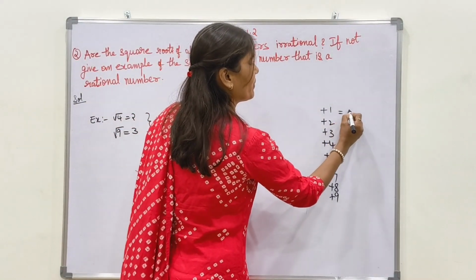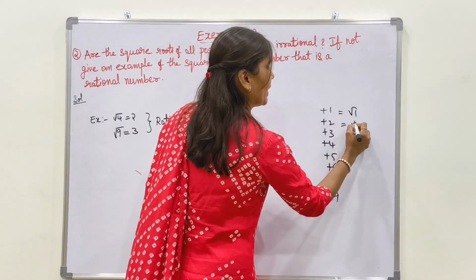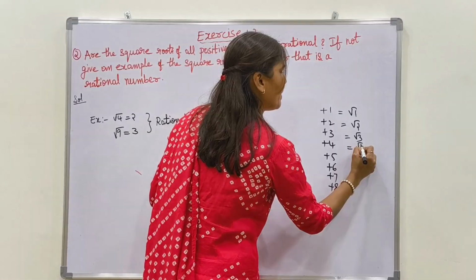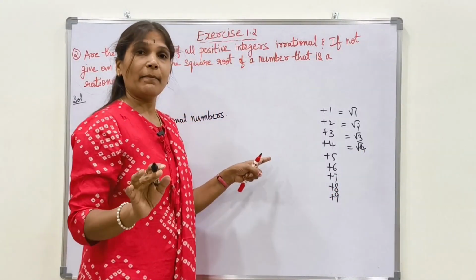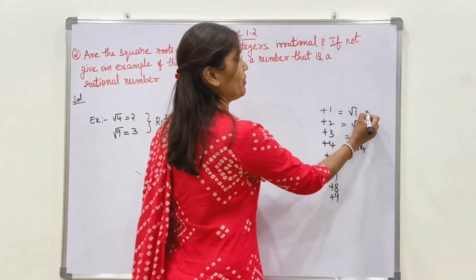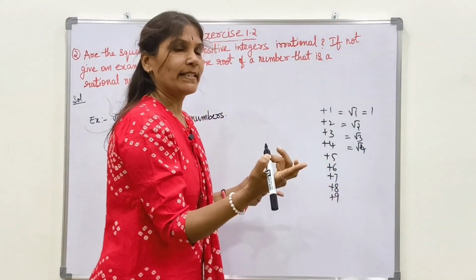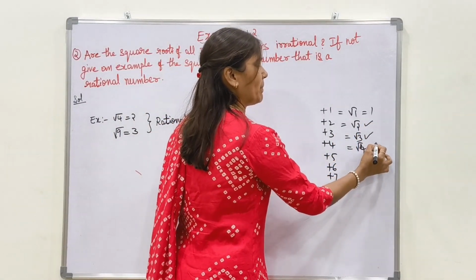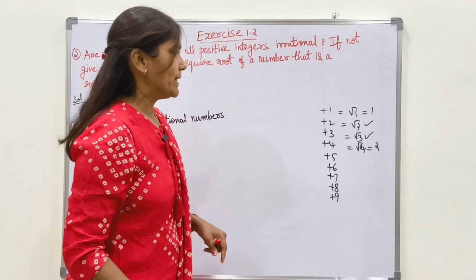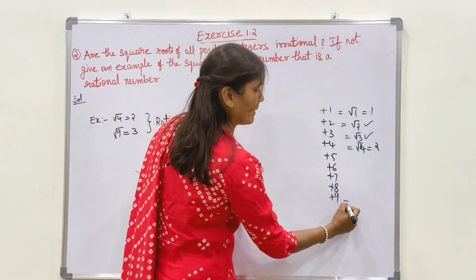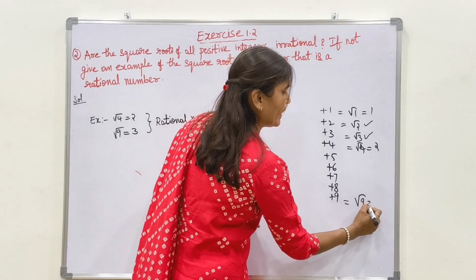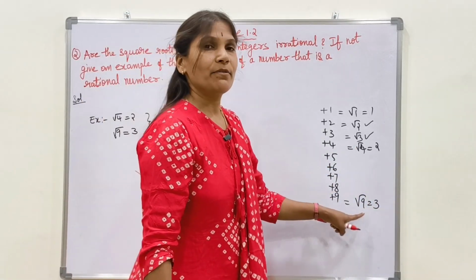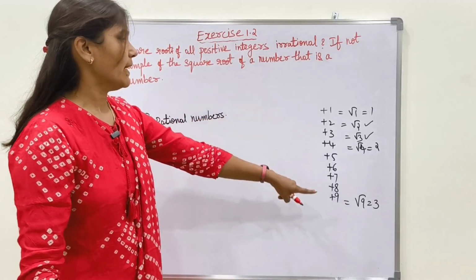See here, root 1, root 2, root 3, root 4, these are all square roots. Is every one an irrational number? See here, root 1 value is 1. It is a rational number. Root 2, irrational number. Root 3, irrational number. But root 4 answer is 2. It is a rational number. Again, root 9 value is 3. Root 5, root 6 are irrational numbers. But root 9 is 3, so these are rational numbers.